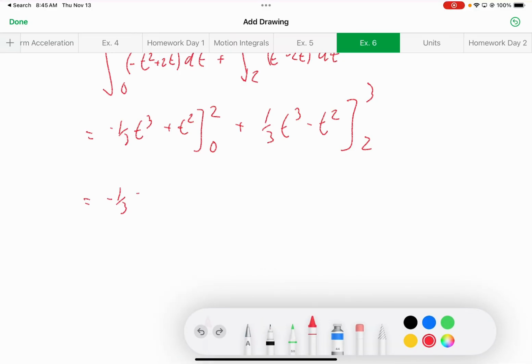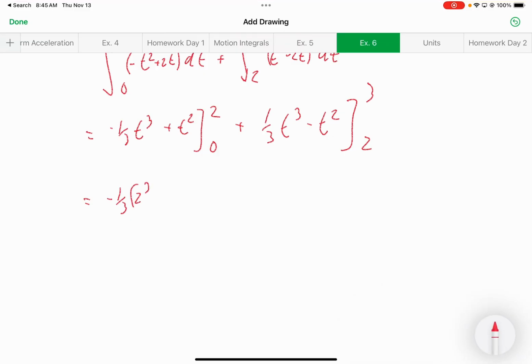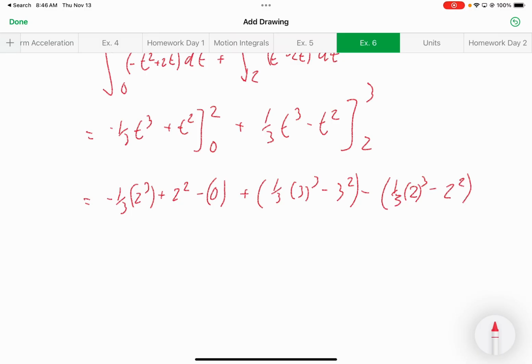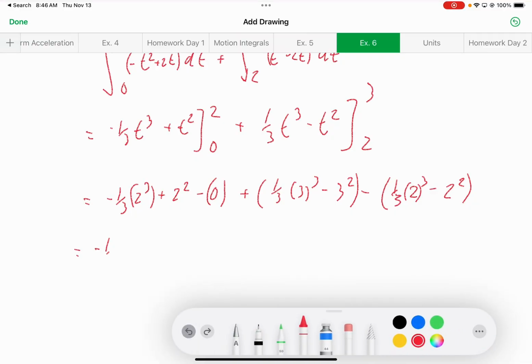All right, so negative 1/3 times 2 cubed plus 2 squared minus 0 plus 1/3 times 3 cubed minus 3 squared minus, and then 1/3 times 2 cubed minus 2 squared again. So then we take a second to rewrite all this.